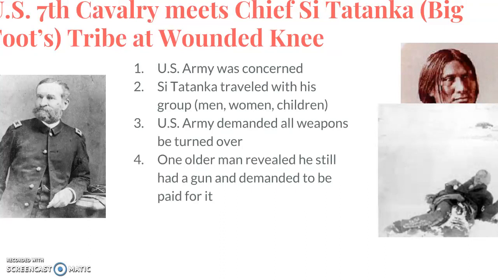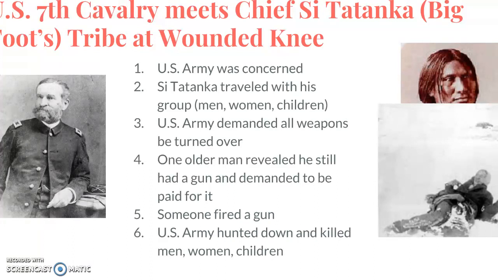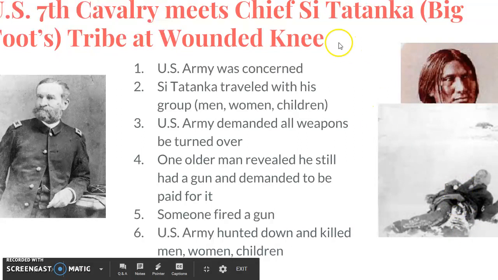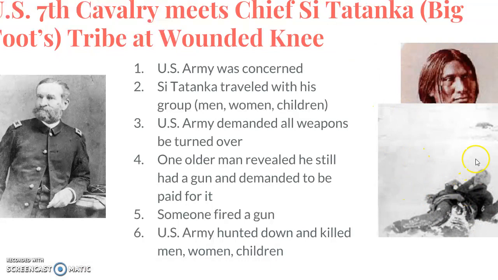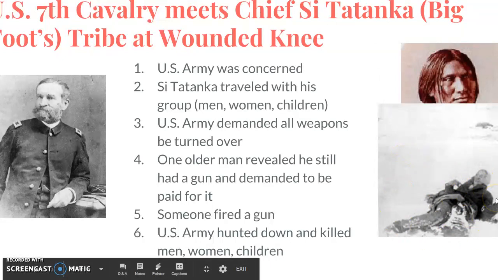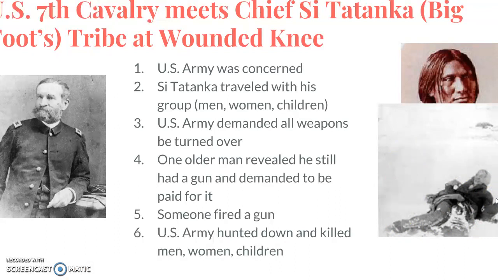Now, from that point on, historians have never been able to figure out exactly how it started. It's unclear who fired first, but what ultimately happened is someone fired a gun, and there was fighting, right? But the U.S. Army hunted down and killed Sitanka, Bigfoot's tribe, men, women, children. So they didn't just focus on the men who were warriors or fighters. They killed across the board members of Sitanka or Bigfoot's group. And here is how Bigfoot or Sitanka was left. He was shot. He was left frozen because it was in the winter, and there were many bodies that weren't buried. They were just left frozen in the snow for many days.